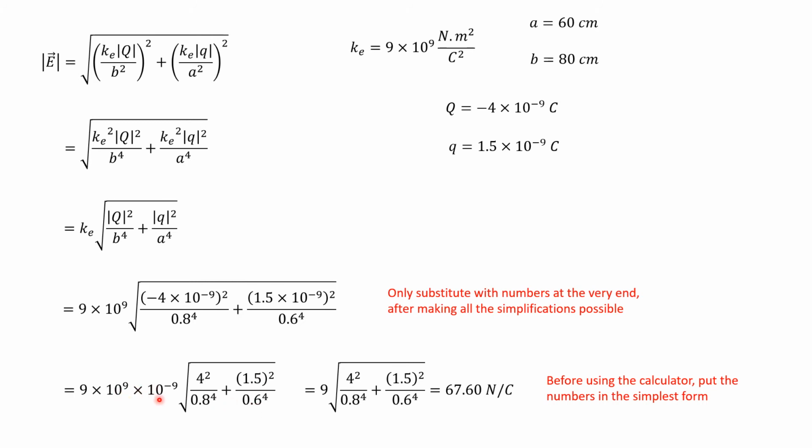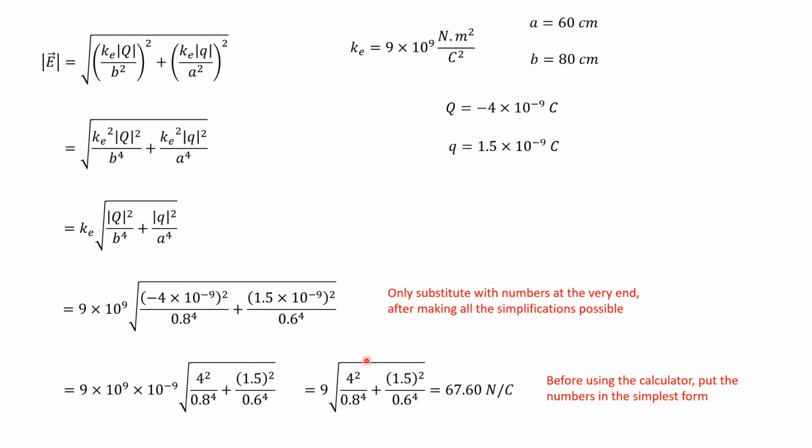You notice that here 10 to the 9 and 10 to the minus 9 cancel. So you just get 9. That's why I'm saying at this step, don't use the calculator straight away, because if you use the calculator, you'll be calculating things that are really not necessary. You need to get it into the simplest form where you cannot make anything simpler. Then you start using the calculator.